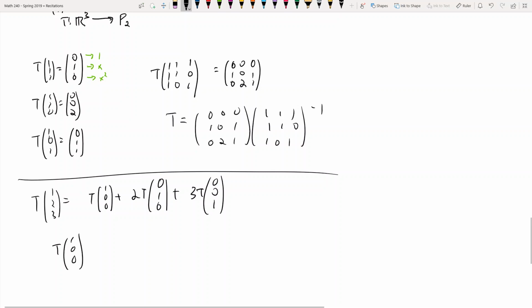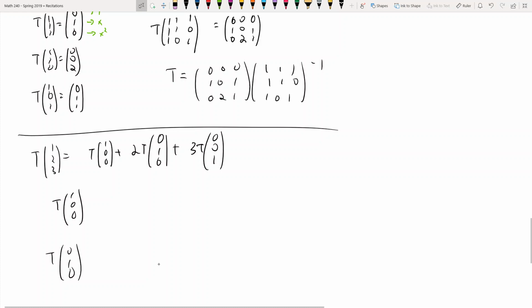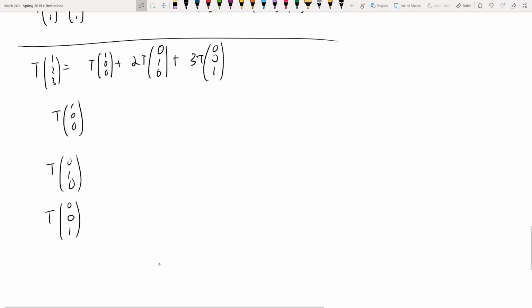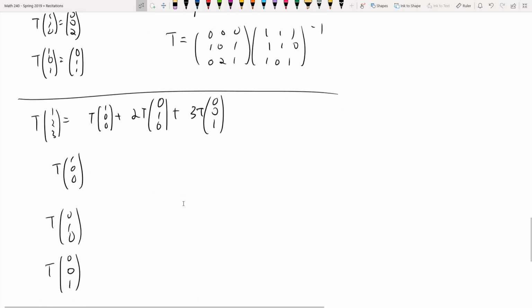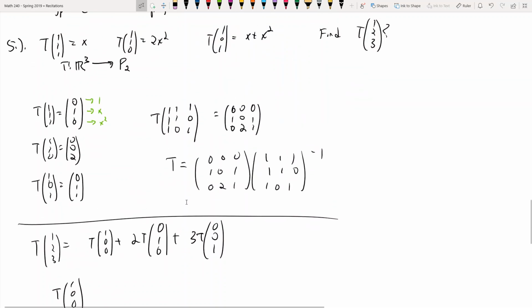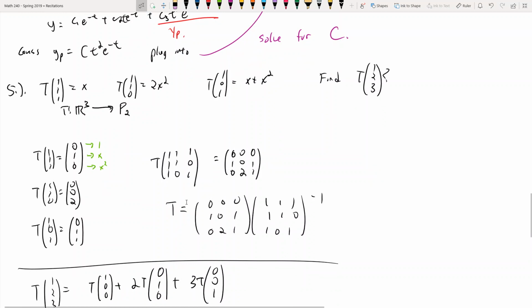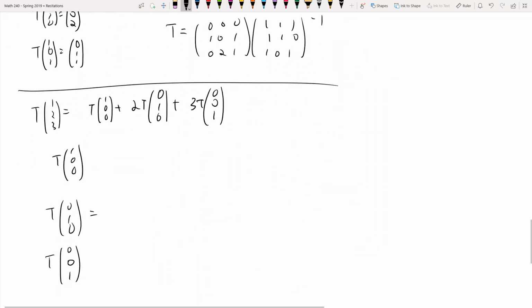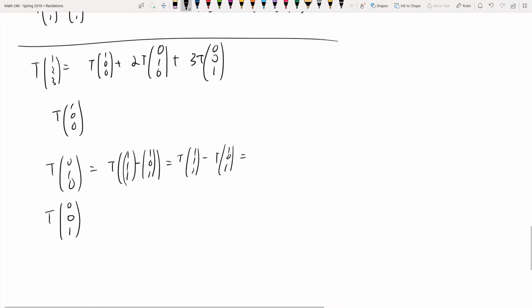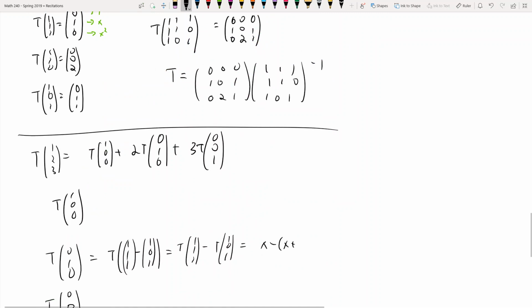Right? So what is T of (1,0,0)? What is T of (0,1,0)? And what's T of (0,0,1)? Okay. So T of (1,0,0) is actually the hardest one to find. But if you just look at the ones up here, can you find T of (0,1,0) or (0,0,1)? Yeah, so what is one of them? Anyone? Exactly. So T of (0,1,0) is T of (1,1,1) minus (1,0,1). So that's T of (1,1,1) minus T of (1,0,1), which is x minus x plus x squared. So T of (0,1,0) is negative x squared.